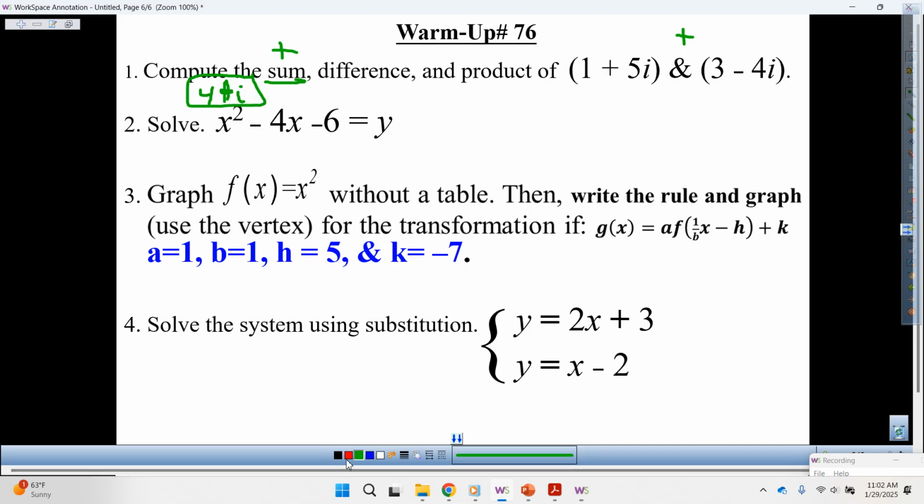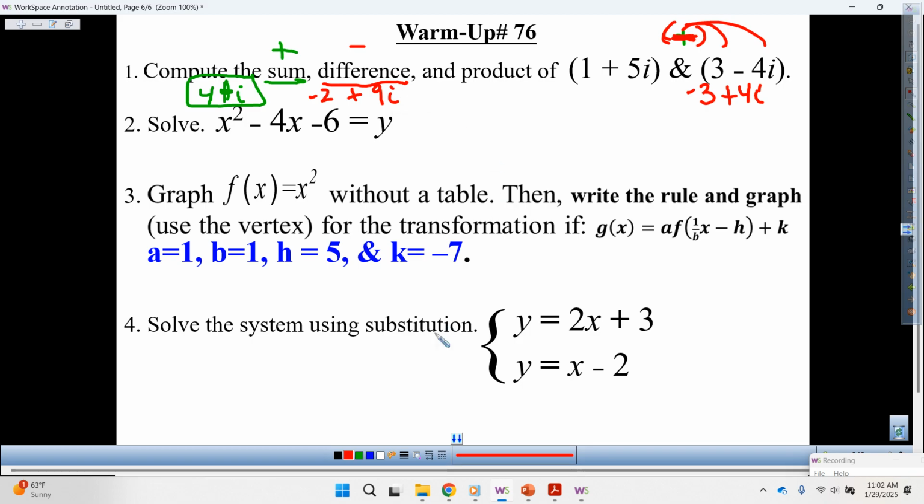All right. Difference. We're switching now to subtraction. So what do we do with subtraction? You need to distribute here and here. Is that correct? So therefore, negative 3 and positive 4i. So combine. That leaves us with negative 2 and positive 9i. Hands if you got that.